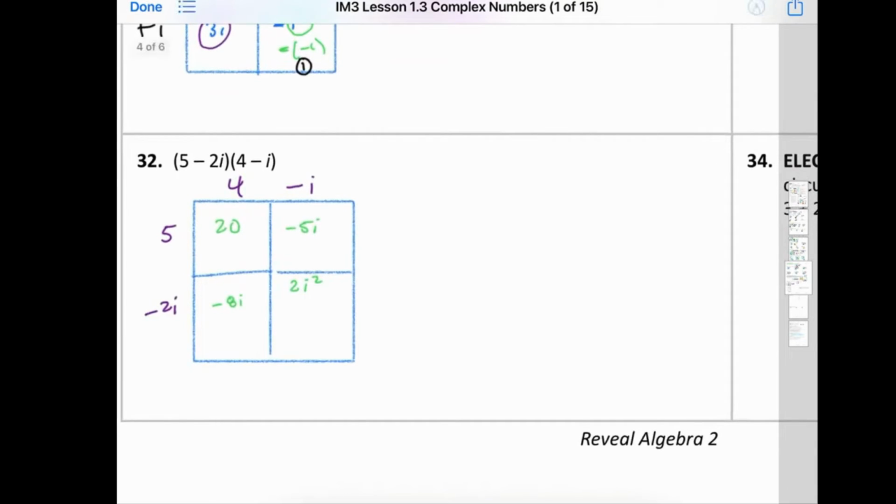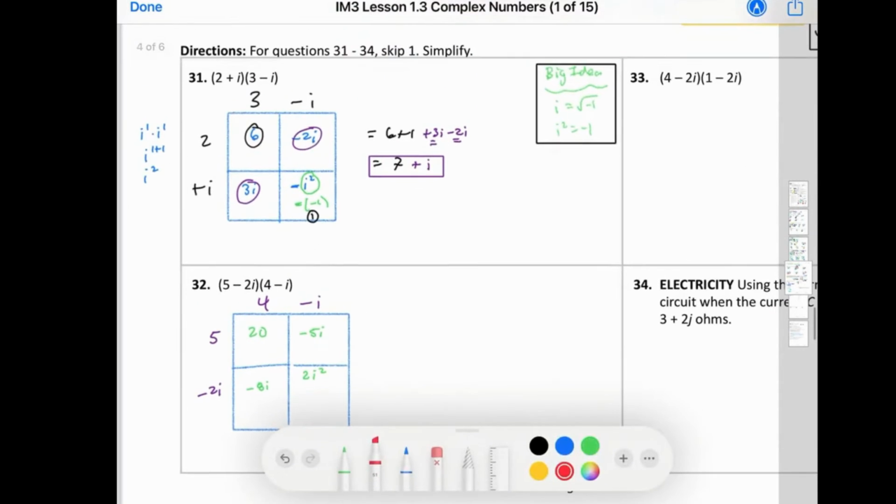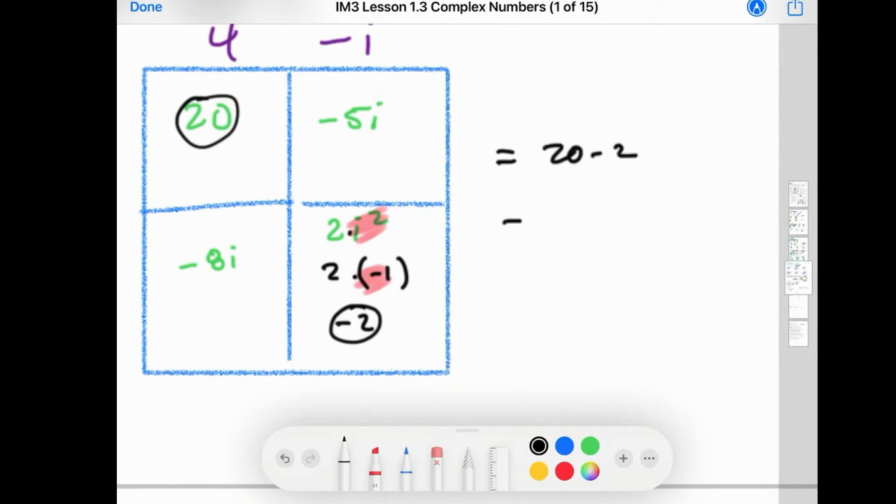Alright, remember what we just learned, from up here, i squared equals negative 1. So instead of writing i squared, what am I going to write? Negative 1. And remember that's a multiplication, so that becomes negative 2. So that'll become 20 minus 2, which is 18.